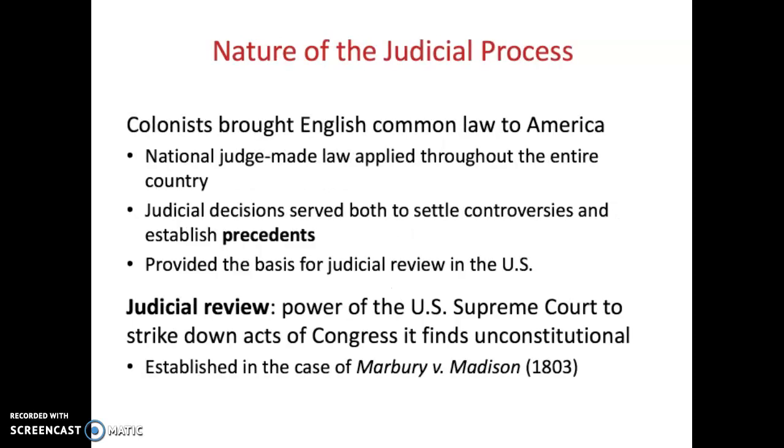The most important thing to note is that we have something called judicial review, which was established with the case of Marbury versus Madison.